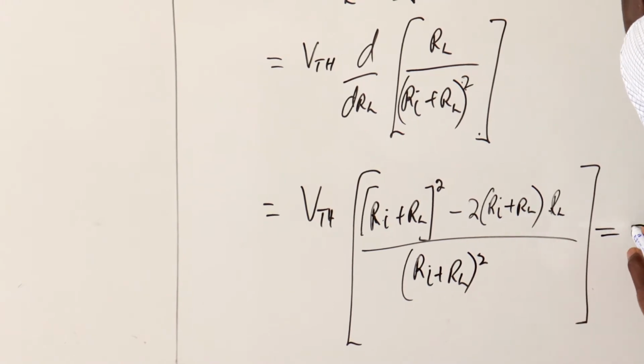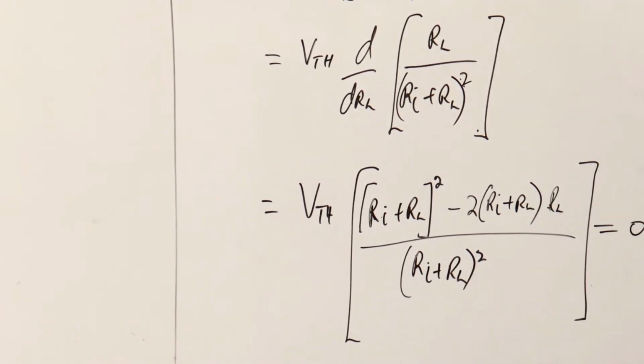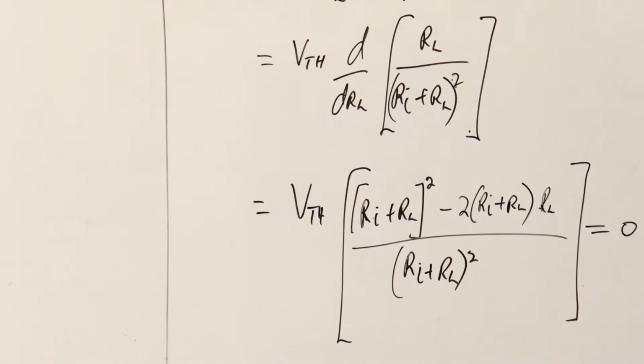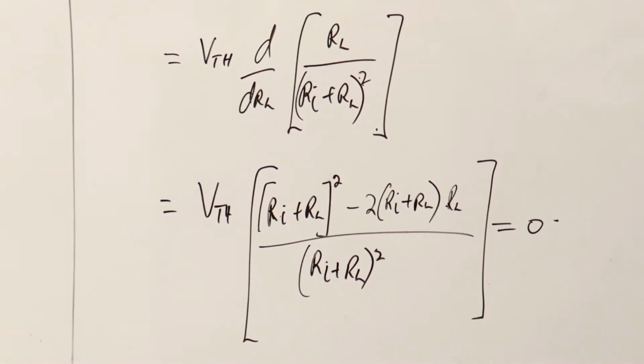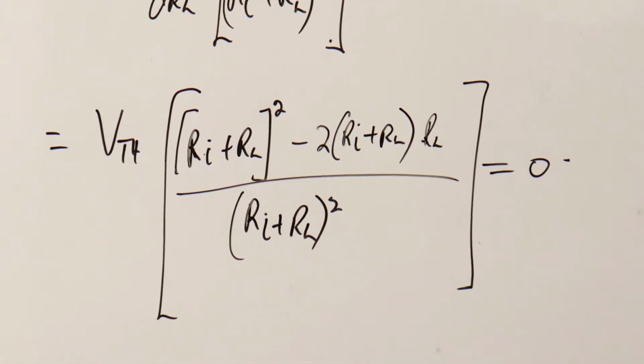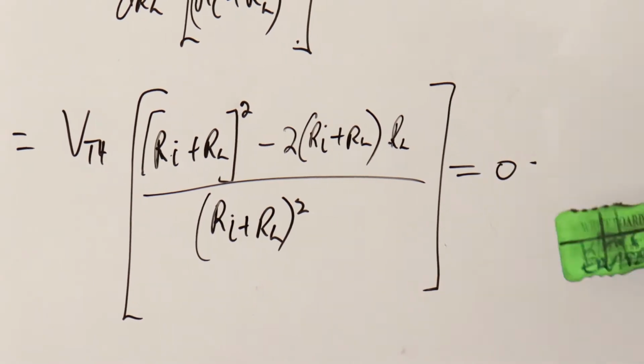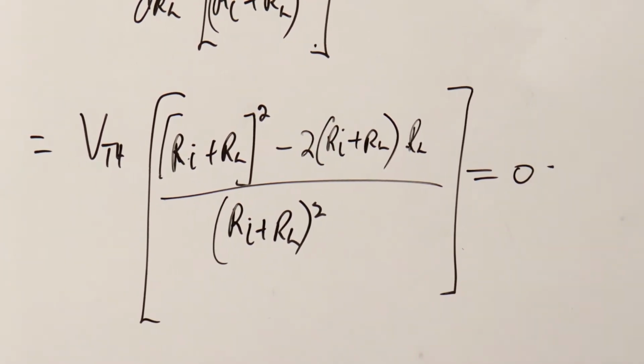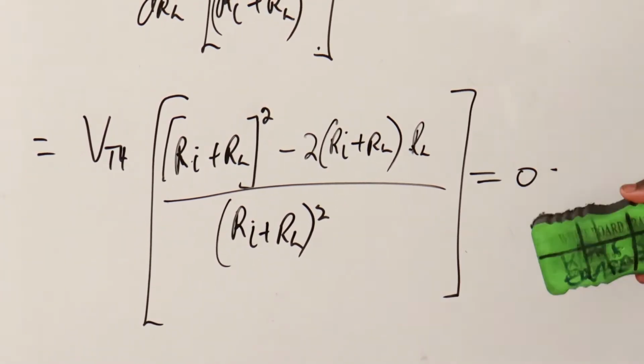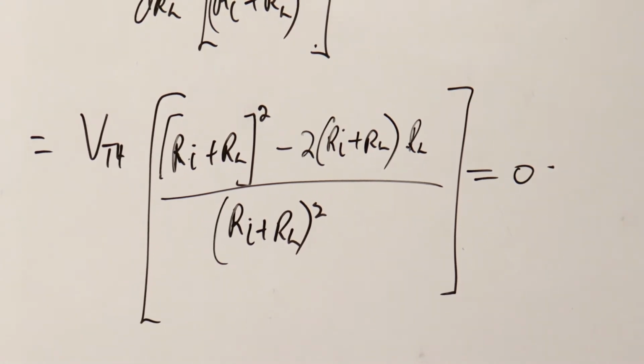This is what is equated to 0, so that we get the maximum power. Remember, when we differentiate, we get the peak value of any expression. So this is what we equate to 0. Then we are able to equate it this way.